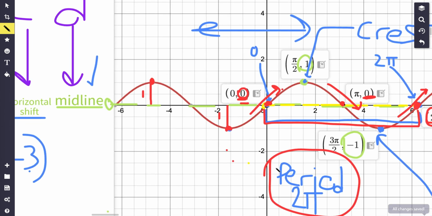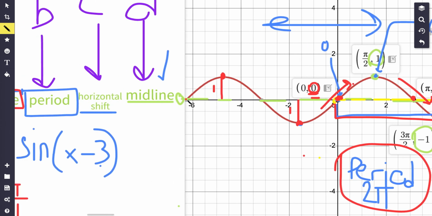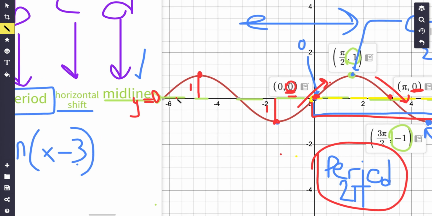And that kind of makes sense, right? We know that the midline is y is equal to 0. So it's this line right over here. We know that the maximum point is 1, and the minimum point is negative 1. So the distance from these points to the midline is going to be 1. The distance from the highest all the way down is going to be 1.